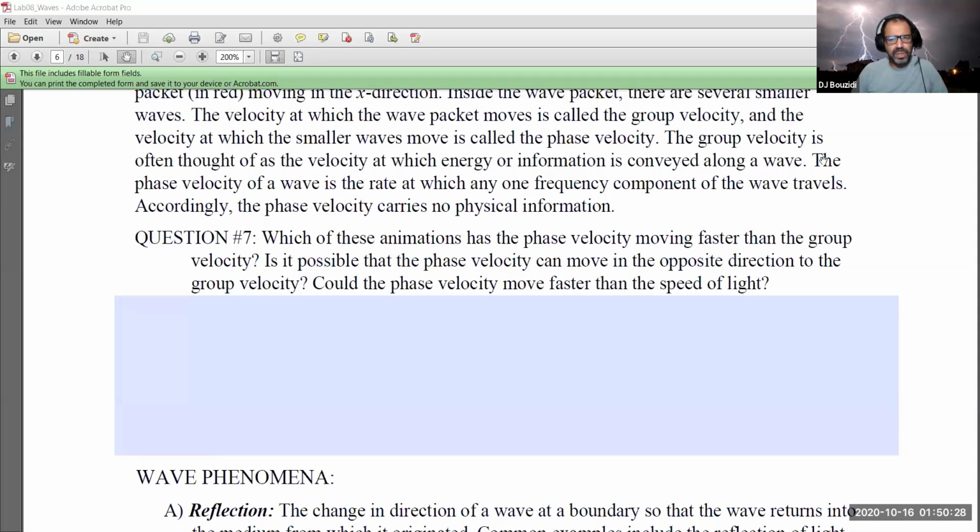Is it possible that the phase velocity can move in the opposite direction to the group velocity? The answer to that is yes, as long as you have more than one wave. Could the phase velocity move faster than the speed of light? That is something that depends on the medium. So if you want to answer this question, I want you to really refer to those videos, the colors and things like that. If you want to skip it, that's fine.